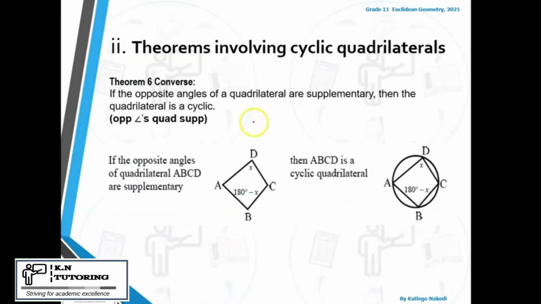Theorem number 6. Converse. If the opposite angles of a quadrilateral are supplementary, then the quadrilateral is cyclic. It is a reverse. The first one says opposite angles of cyclic quads are supplementary. Now they're saying if the two opposite angles are supplementary, which means they add up to 180 degrees, therefore the quadrilateral is cyclic. If the opposite angles of a quadrilateral ABCD are supplementary, then ABCD is a cyclic quadrilateral. Straightforward. It's a reverse.